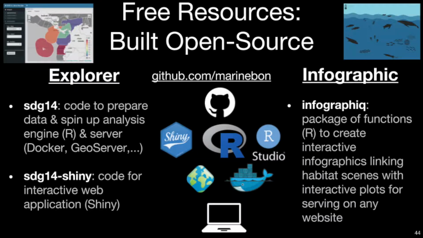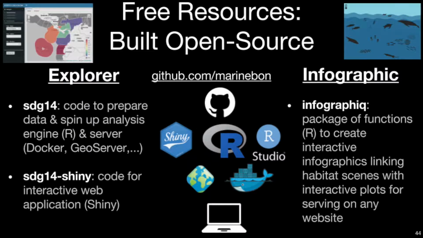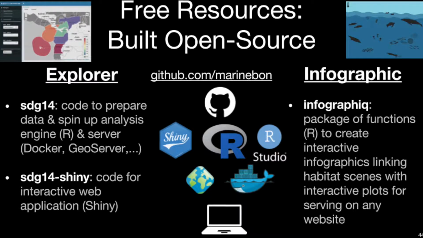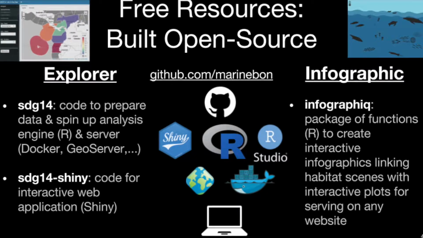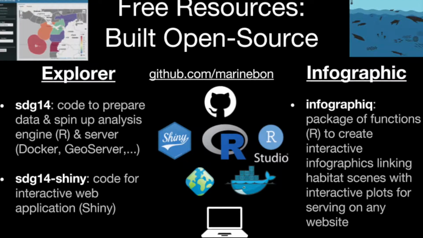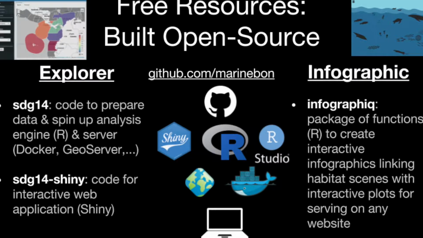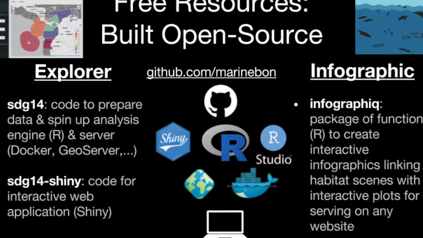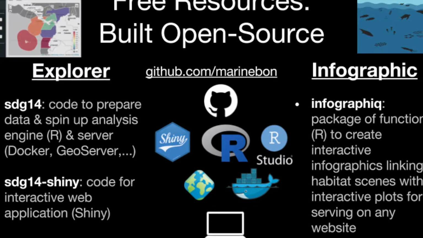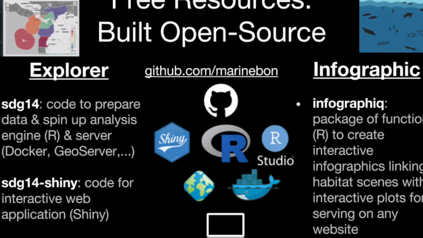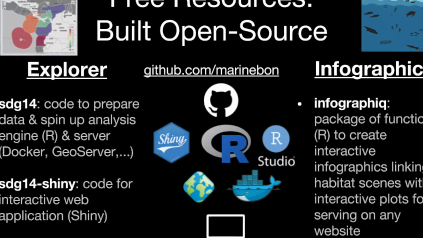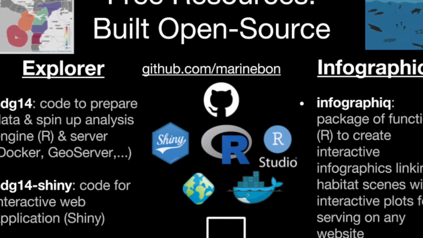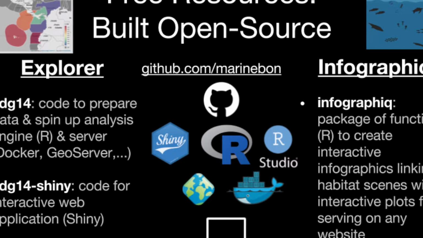These products were created using free software that works on any common computer platform, Windows, Mac, or Linux. The Infographic uses the statistical programming language R to produce web pages that could be hosted on any web server, even free ones such as GitHub. The Explorer app requires a stack of software on the server, which can be easily and cheaply spun up in the cloud within minutes.